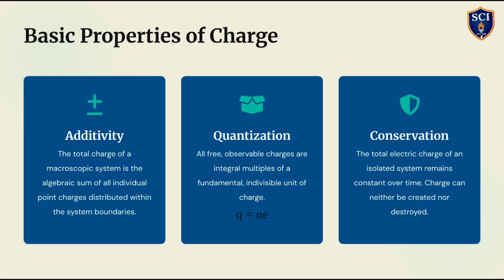Electric charge has basic properties. Additivity means the total charge is the algebraic sum of all point charges. Quantization means all observable charges are integral multiples of the fundamental unit of charge. Conservation ensures that total electric charge remains constant in an isolated system.